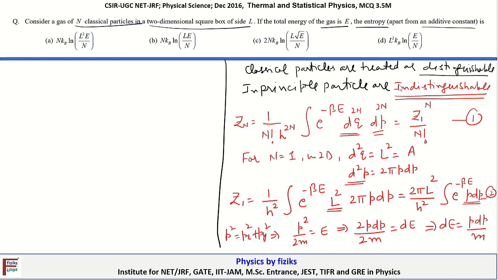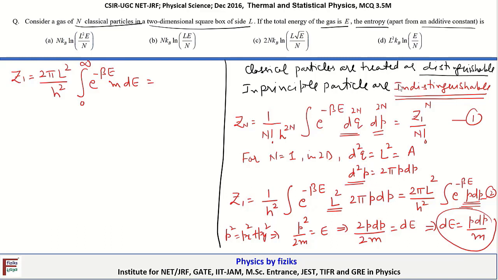Okay, so therefore with this information I can rewrite the partition function as Z1 is equal to 2 pi L square upon h square, and then the integral from 0 to infinity, okay, exponential minus beta E, and then P dP. Okay, so P dP will be equal to m dE.